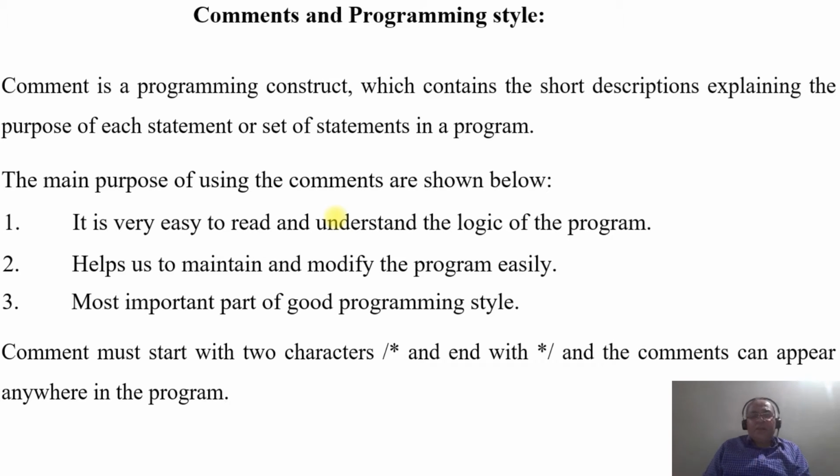How can a comment be written? A comment is written with two pairs of characters. It starts with a front slash and star, and ends with a star and front slash. Comments can appear anywhere in the program, and there is no restriction on writing comments.